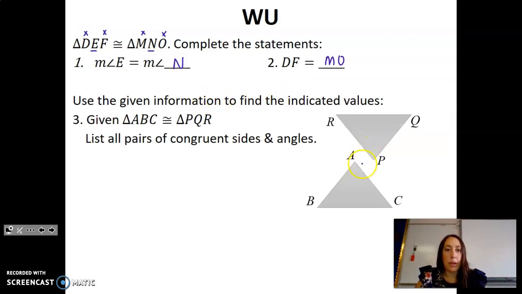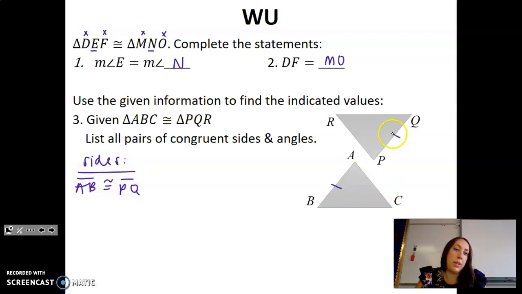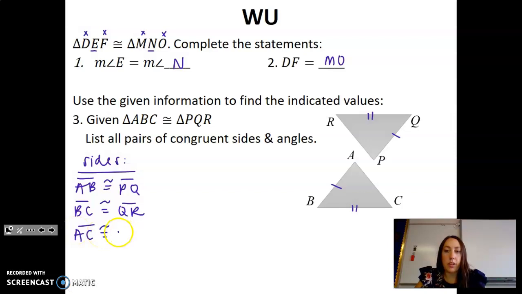In this next example, we have two triangles, triangle ABC and triangle PQR. So let's just list all pairs of congruent sides, and then we'll do angles after that. So for example, side AB should be congruent to side PQ because AB is the first two letters, PQ is the first two letters, so those two should be congruent to one another. Okay, we also got BC should be congruent to QR. Those are the last letters. And then last we got side AC. That should be congruent to side PR because they're the first and the third letter.